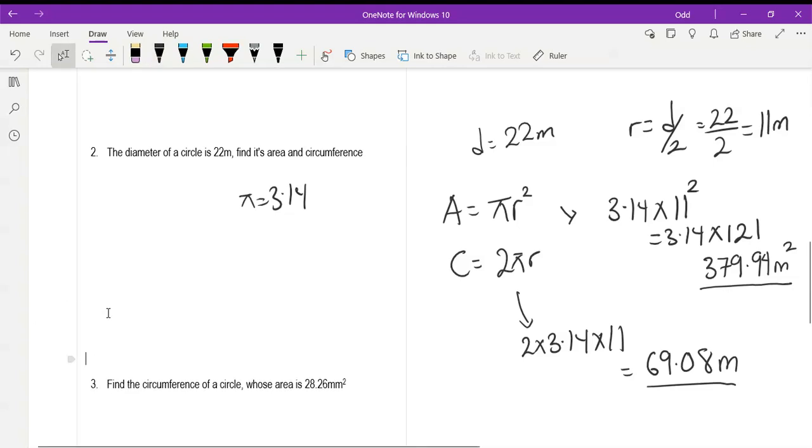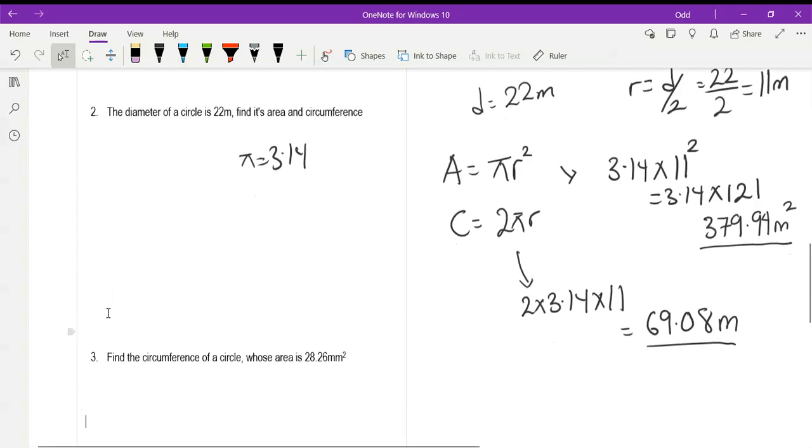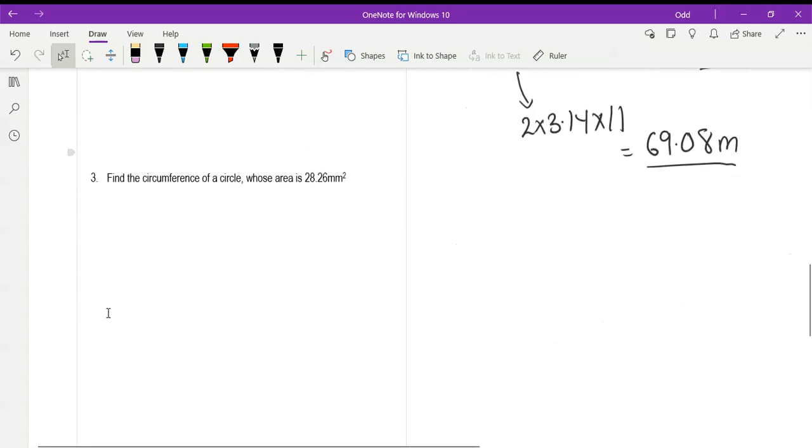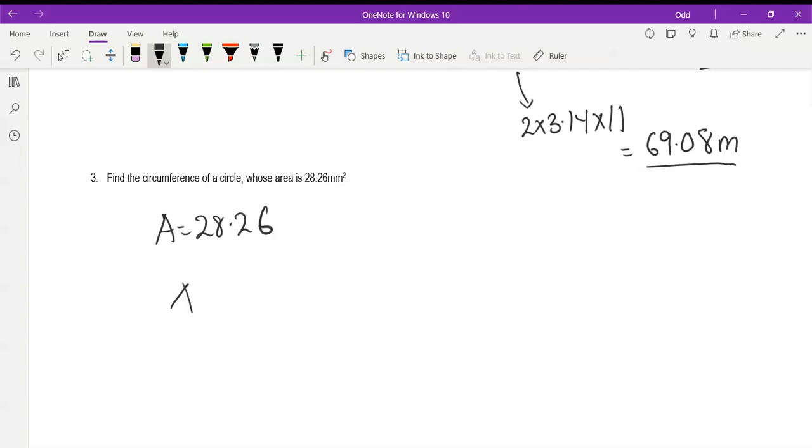And then for the third question, find the circumference of a circle whose area is 28.26. So A is 28.26. How do we find the circumference? I think the first thing we should do is find the radius. We know that A is equal to pi r squared, so 28.26 is equal to pi r squared.